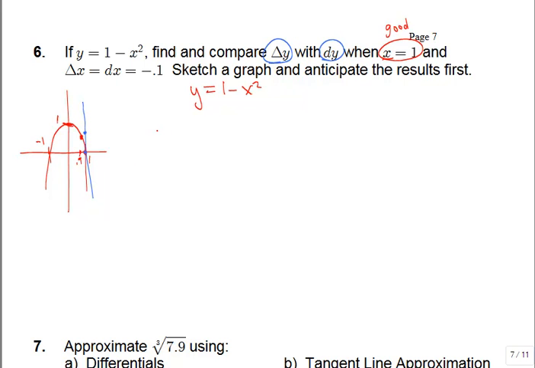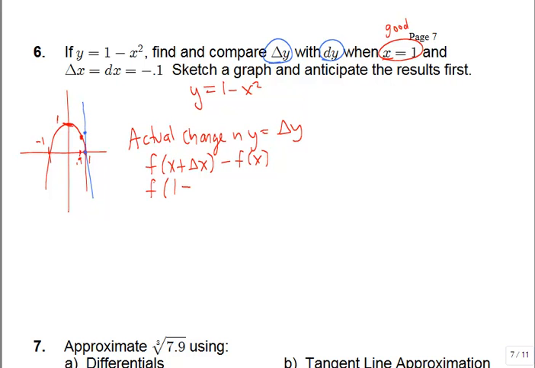So let's start with delta y. So the actual change in y, that's called delta y. And by definition, that's f of x plus delta x minus f of x. It's the difference in the two y values of your 2 points, the bad point and the good point. So here our bad point is at that 1 minus 0.1. The x is 1, the delta x is the negative 0.1. So that's just f of 0.9. The good point is f of 1. So we're just subtracting the bad point minus the good point.